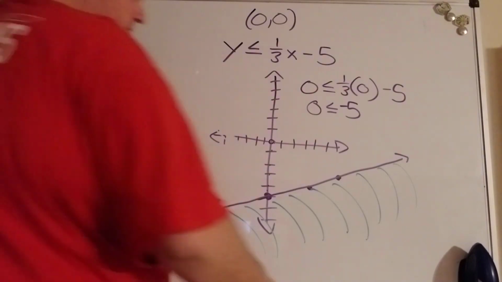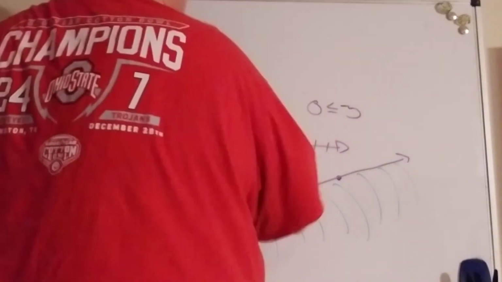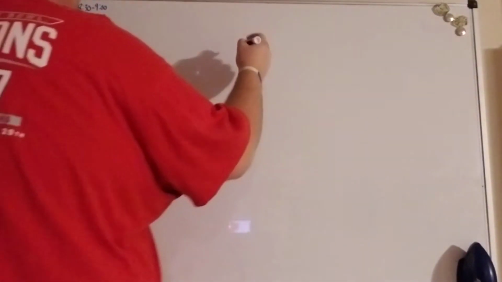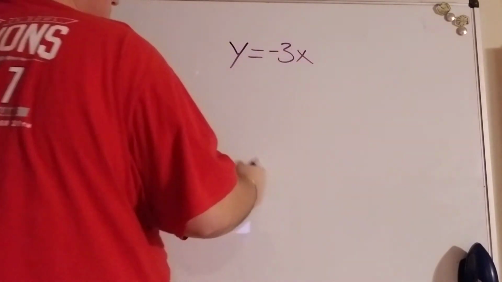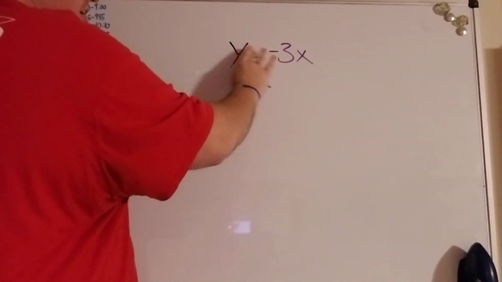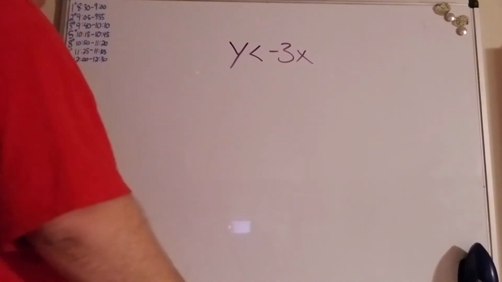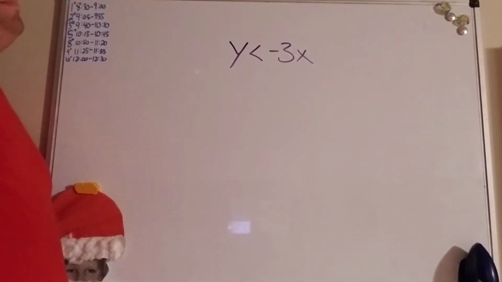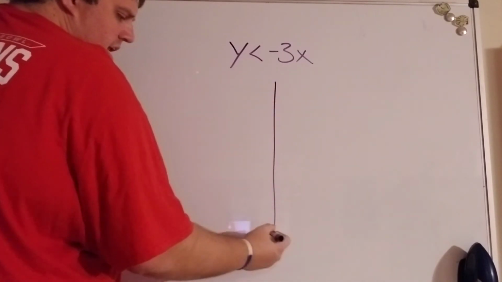I want to do one more for you. Let's go. 2x. Y equals negative 3x. Oh, not equals, sorry. Y is less than negative 3x. Almost got me there. All right, so again, the rule is you graph it the way it is.